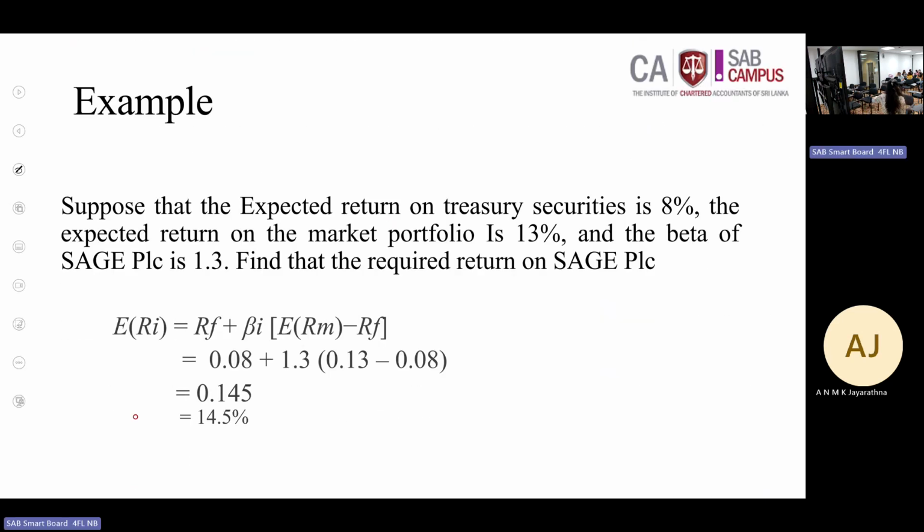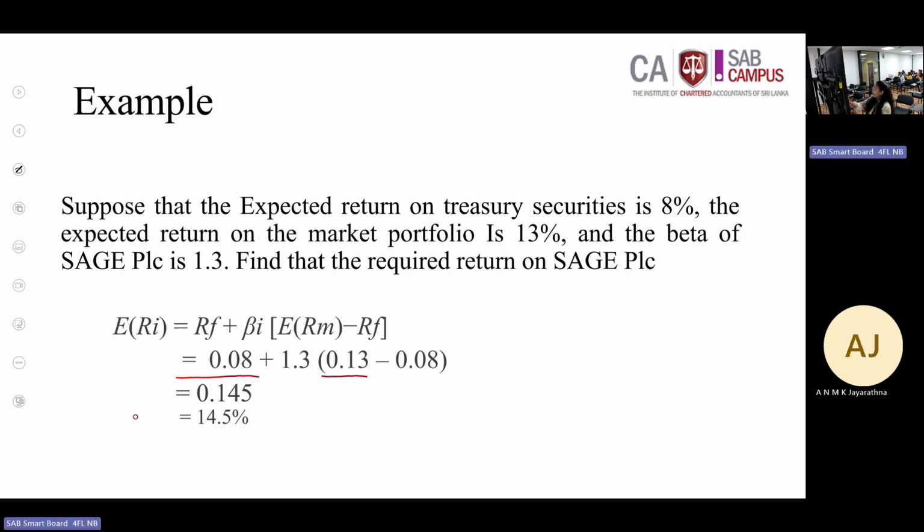So just quickly read the given question. Don't need to calculate it, just read it. Suppose that the expected return of a treasury security is 8%. As per the model, that is the risk-free security's return, therefore Rf is 0.08. Expected return on the market portfolio is 13%. If you invest in the market, that gives a 13% return, the return of the market portfolio.